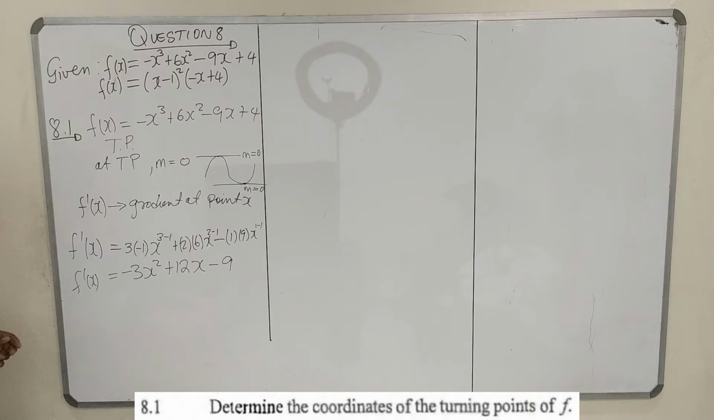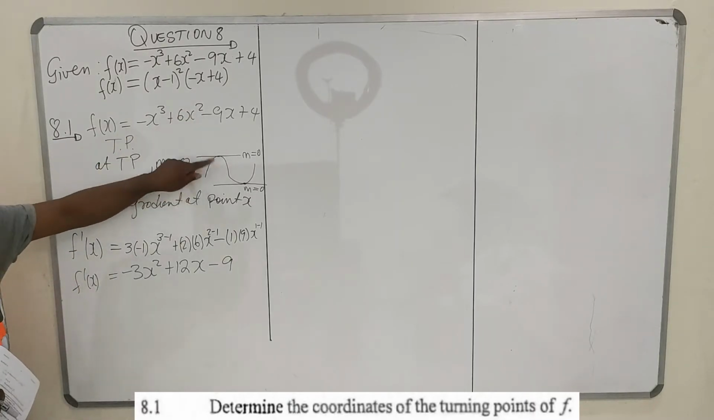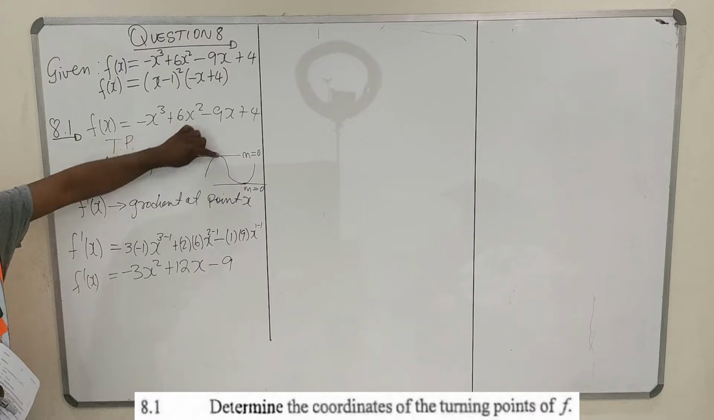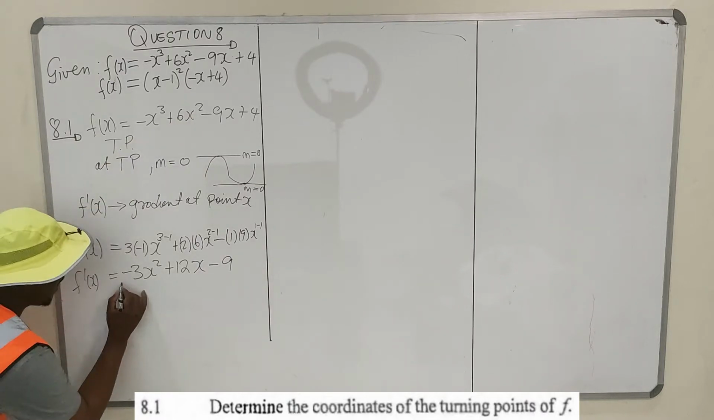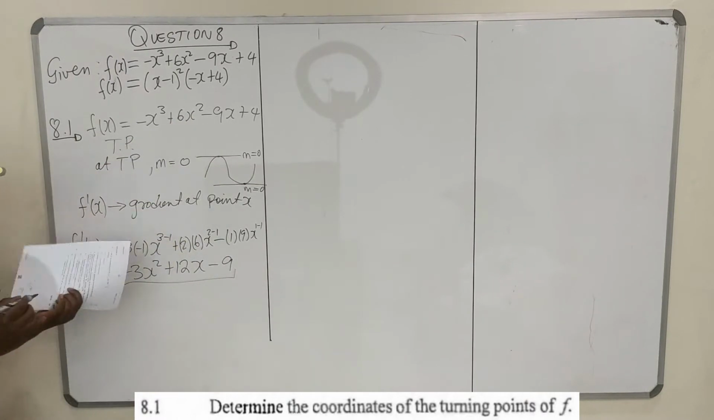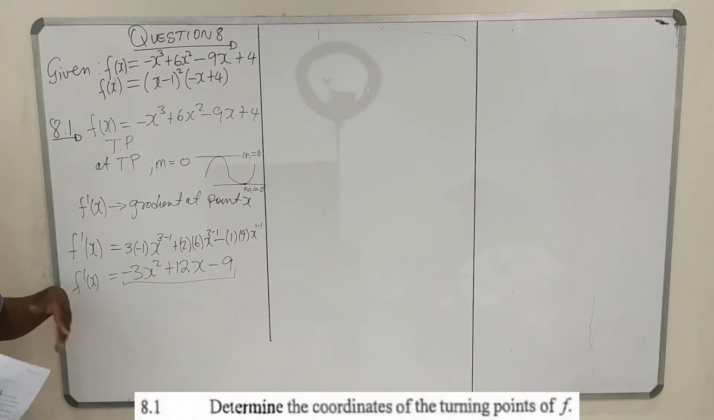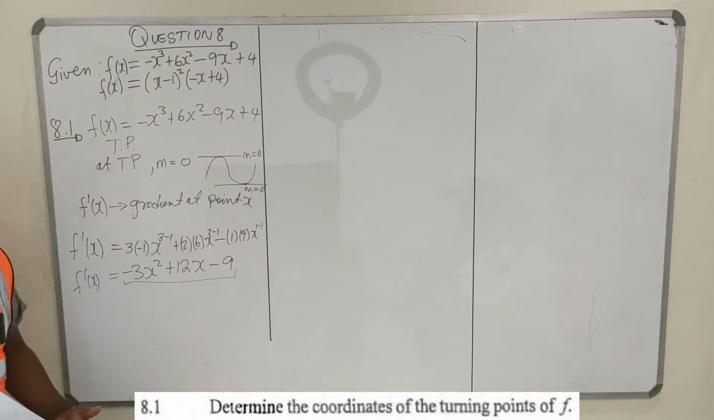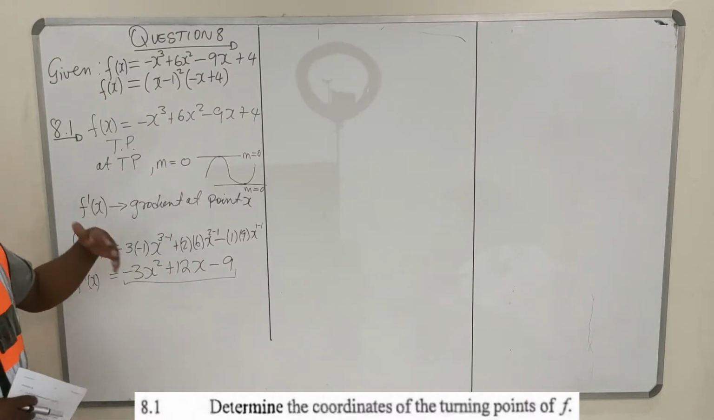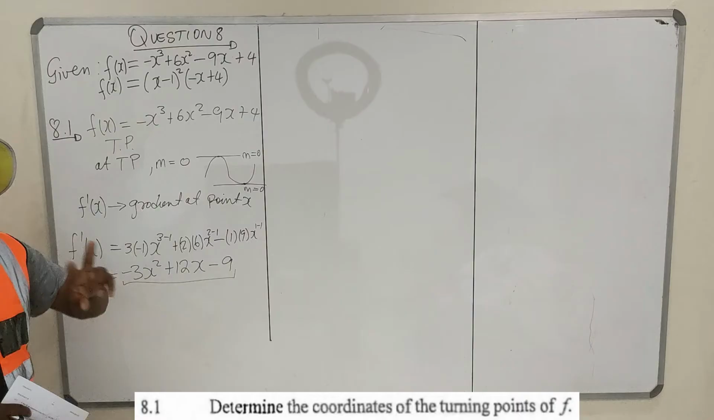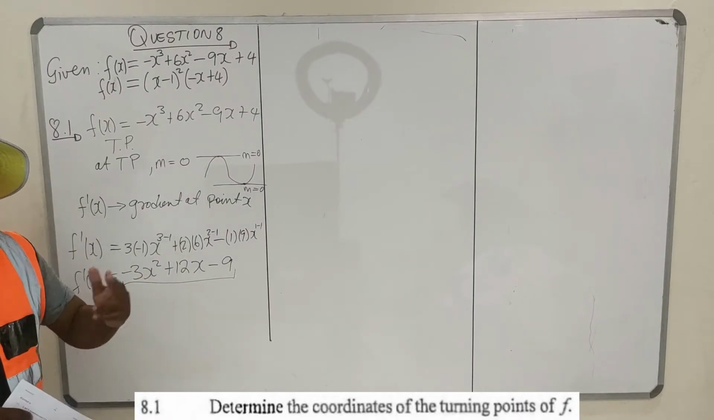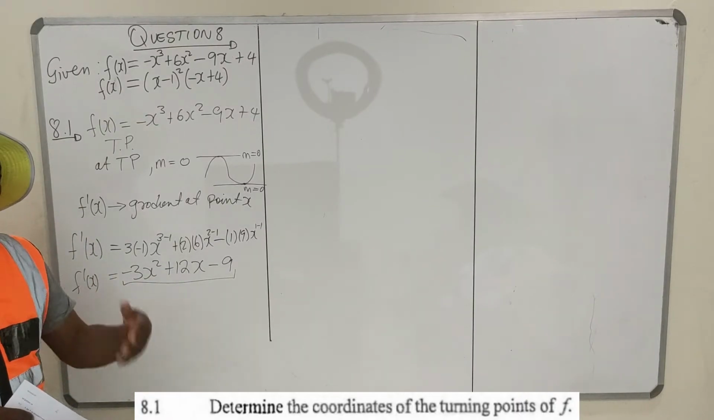So what do we do? In our case, we want the coordinates of the turning point, right? At the turning point, where the function turns, we know that the gradient is 0. So this part gives us a gradient at a point, but we know that at that point the gradient is 0, because we know that our cubic function has two turning points. So in each of those turning points, the gradient is 0.